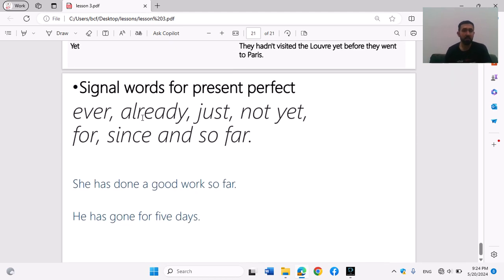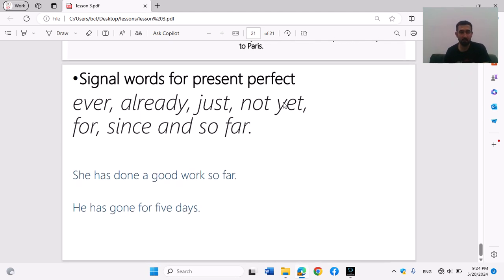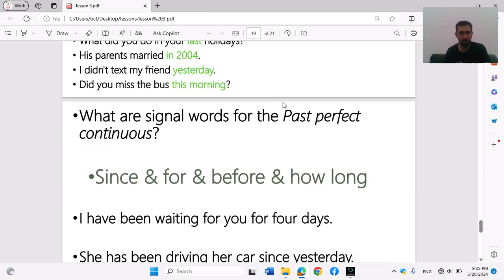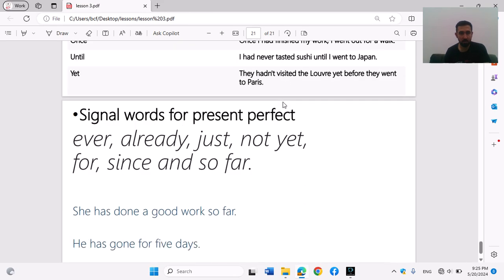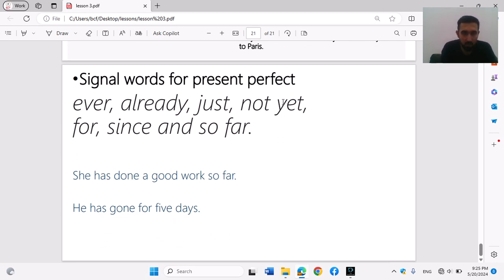Okay, and the signal words for present perfect. The signal words for present perfect are ever, already, just, not yet, for, since, and so far. So for and since are repeated, but it's totally fine. You can just differentiate it by the use of it. She has done a good work so far. She has gone for 5 days.